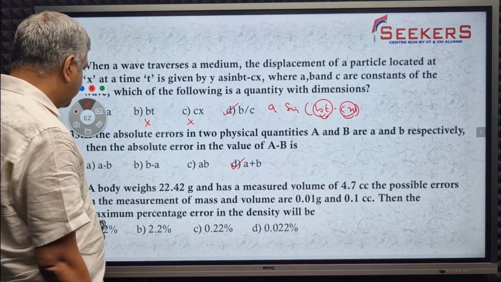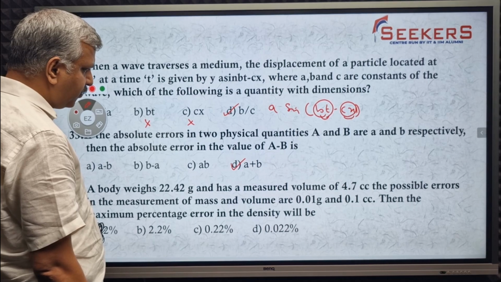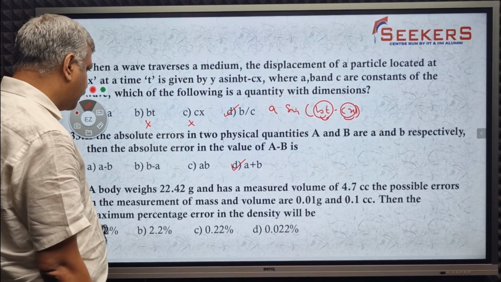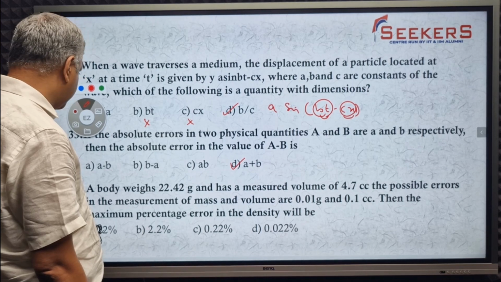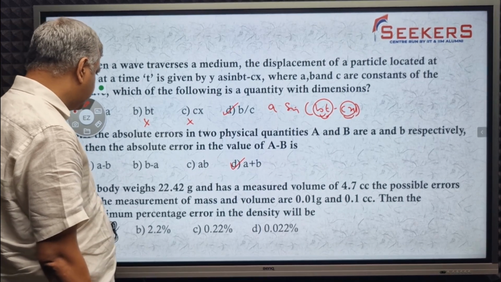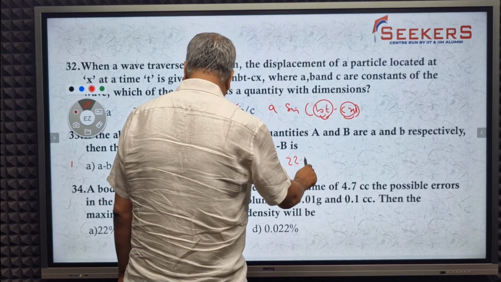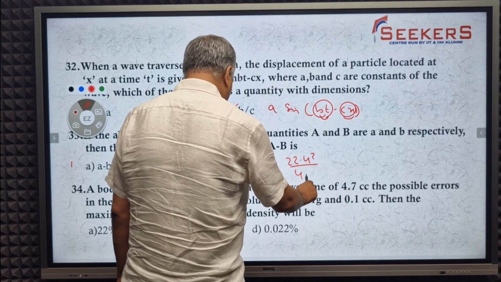A body weighs 22.42 grams and has a measured volume of this much. The possible errors in the measurement of mass and volume are this and this. Then what is the maximum percentage error in the density? Okay, so density is mass by volume, so it should be 22.42 divided by 4.7.